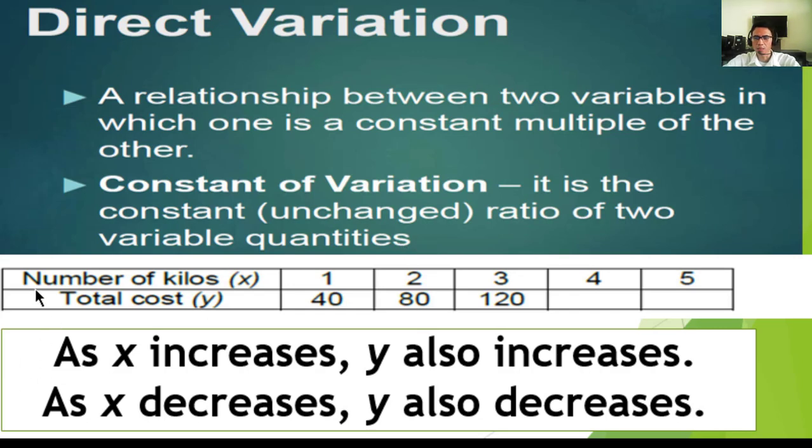We can see in the table, when Jello buys 1 kilo of rice, the cost is 40. If he wants to buy 2 kilos of rice, the cost is 80, and so on and so forth. Here we can see that as one quantity increases, the other quantity also increases. As one quantity decreases, the other quantity decreases. Again, that's what we mean by direct variation.